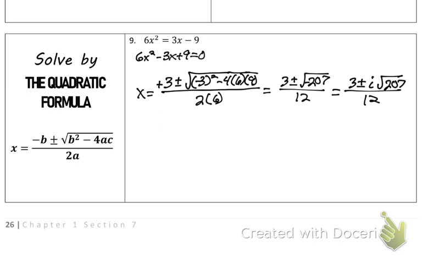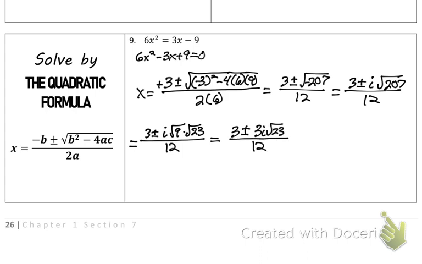So let's just keep going. This is going to be 3 plus or minus i times the square root of 9 times the square root of 23, all over 12. Now, Jagger, the reason why we could break this apart and why I want to is because we know the square root of 9. Square root of 9 is 3. That's the only time we break it apart, if there's a perfect square that goes into it. If that helps with why we didn't break apart the other one. All right, so that's going to be 3 plus or minus 3i square root of 23, all over 12.